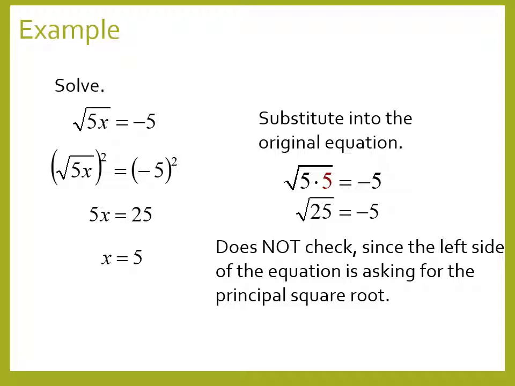So the key thing here to note is if your square root equals a negative number, there's no solution. It doesn't exist. It will never exist. No, there's no real solution to this.